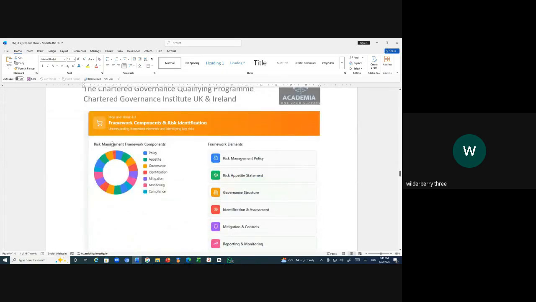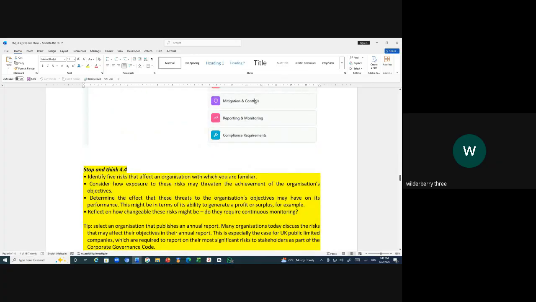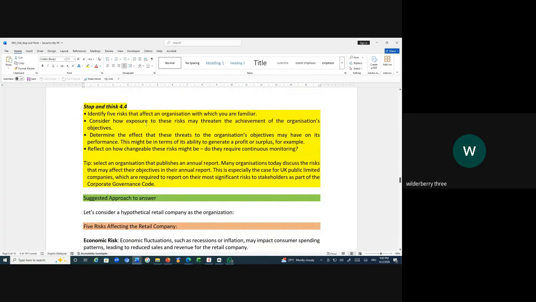I summarized it here so that you get a fast understanding. The framework components are the policy, the appetite, the governance, the identification, mitigation, monitoring, and compliance. That's all covered by a framework. And then, of course, you have the policy itself, the risk statement, and the governance structure: how hierarchical or how flat the organization is, or whether it is a kind of matrix. Also how you identify, assess, and so on. Here are some keywords.